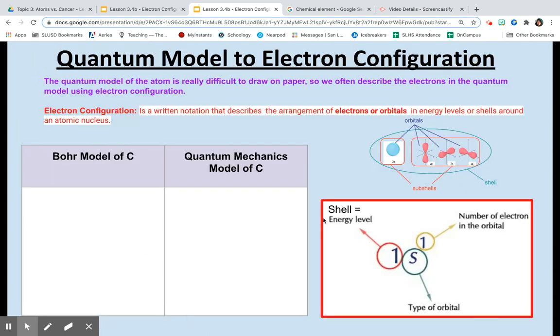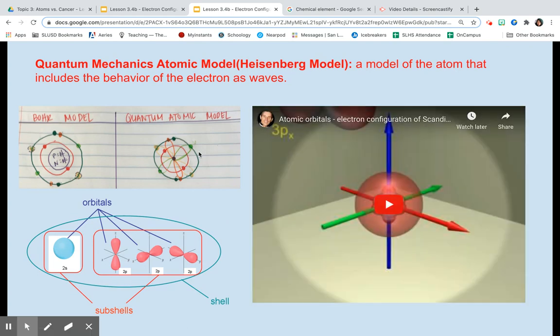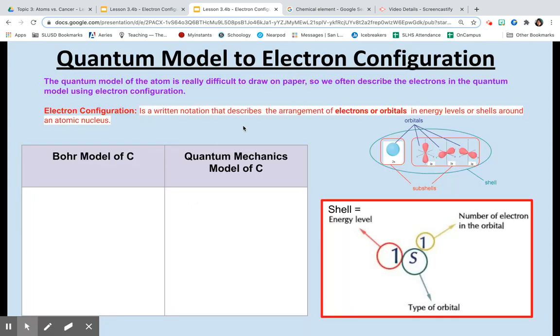But let's talk about how we actually draw this, because this would be extremely messy on a two-dimensional sheet of paper. Well, we don't actually draw the quantum mechanics model. We write a form using numbers and letters to describe how the electrons are moving. So rather than drawing the model, we do something called electron configuration. An electron configuration is a way that we write words and numbers to describe how the electrons are moving. So let me draw you the Bohr model of carbon, and I'll draw you the quantum atomic model of carbon, and then I'll show you how it compares to the electron configuration. And in the next slide, we'll do an example problem of how to solve this.